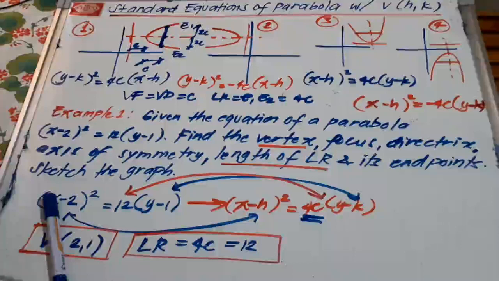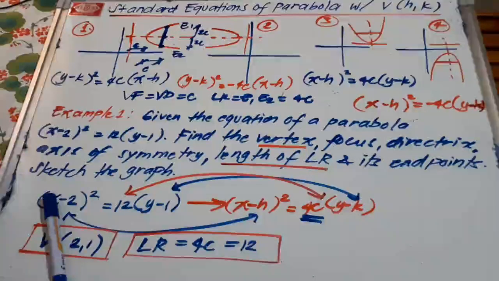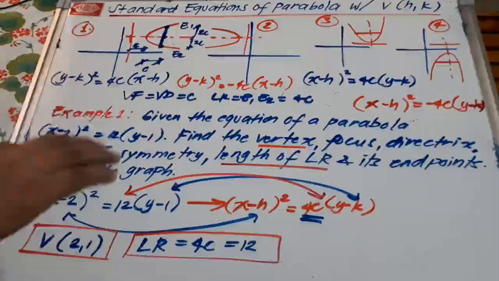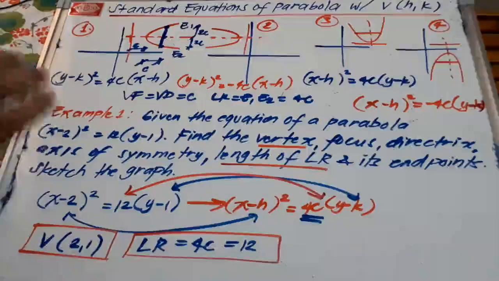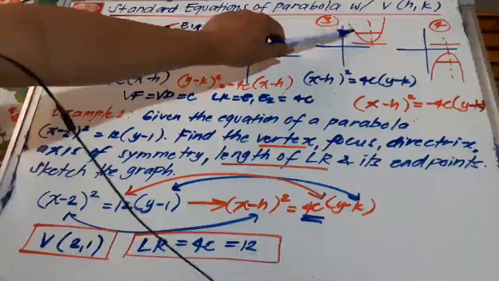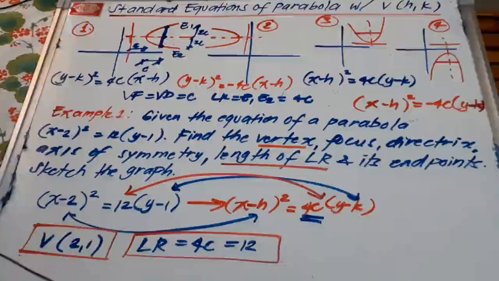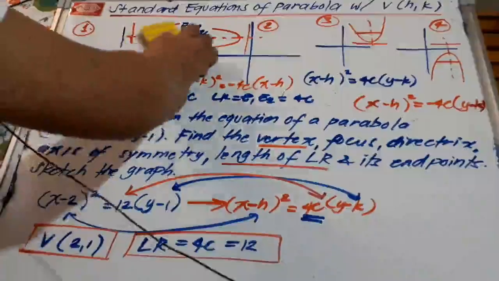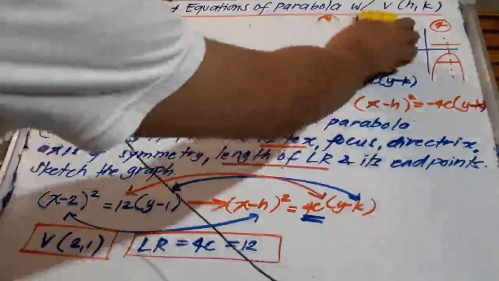Now, kunin pa natin yung iba, like the focus, the directrix, and axis of symmetry, and then the endpoints of the latus rectum. We can determine all of this by having the initial sketch of the graph ng ating parabola. Okay? Alam natin that our parabola opens upward. Okay? Parabola opens upward. Opens upward ang ating parabola.